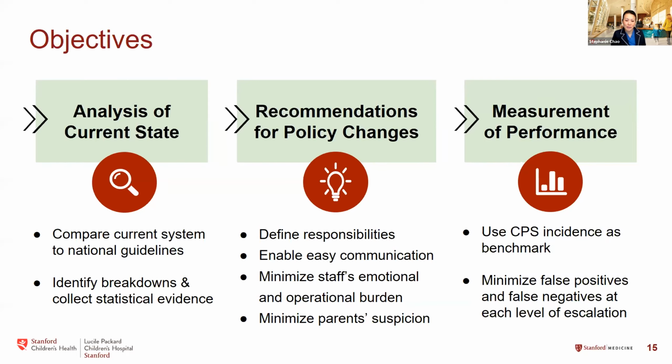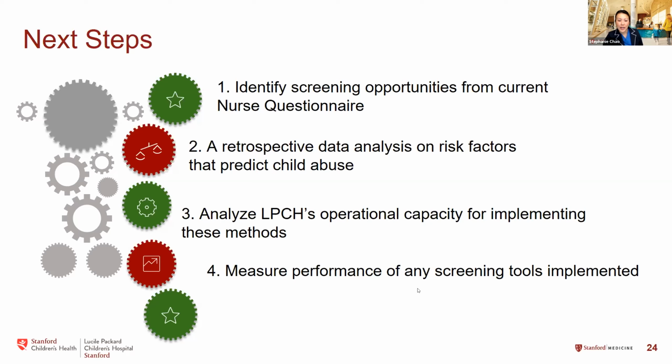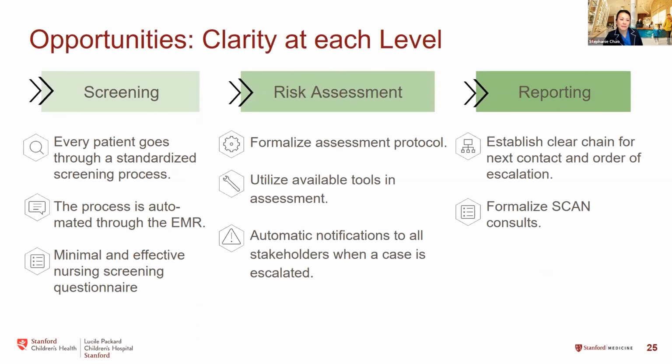And then in our literature review, again, we found that there was really no validated screening tool, that the screening questions either relied on physical exam findings or kind of behavioral inconsistencies. And again, this is just a comparison of Packard on the far right compared to some of the other screening systems that were out there. So the opportunities we had and the next steps were, one, to identify screening opportunities from the current nursing questionnaire. We did a retrospective data analysis on risk factors that predicted child abuse. We analyzed Packard's operational capacity for implementing these things, and then we wanted to measure their performance.